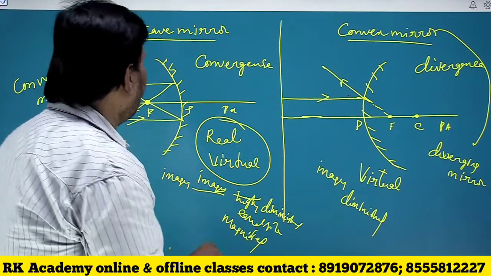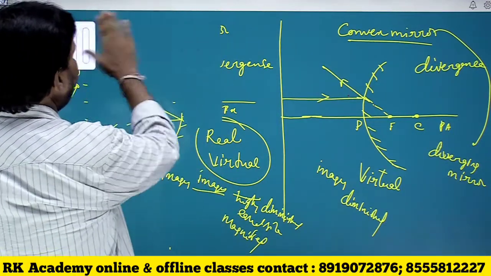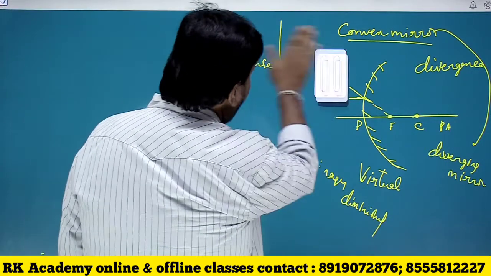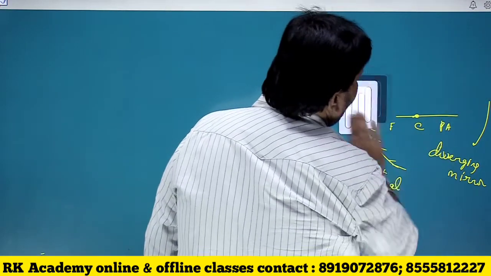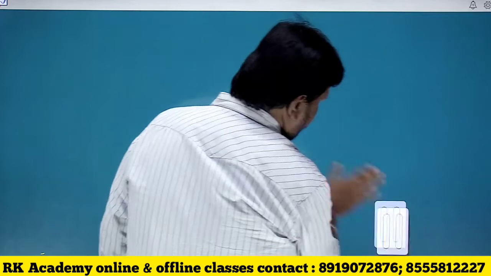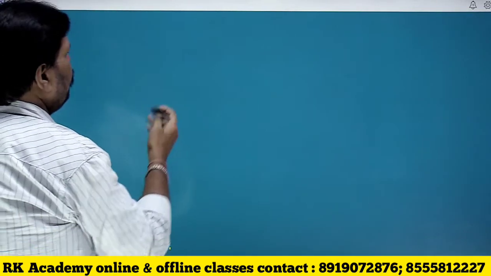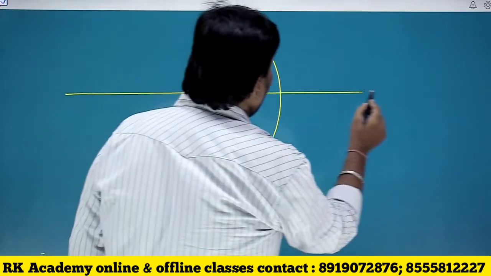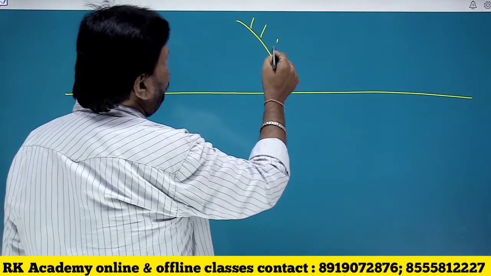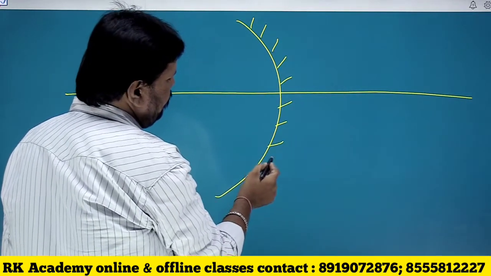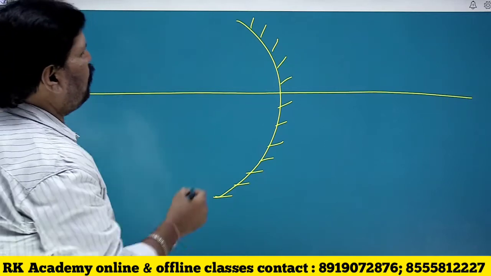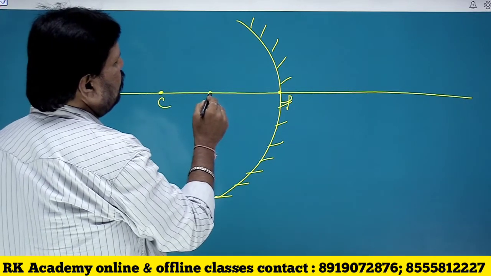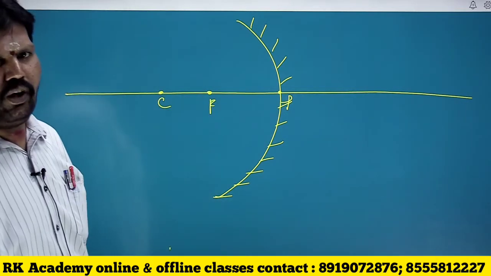Okay, now let's come to the rules for the formation of images, whether it is convex or concave. Coming to the first, concave, converging, where the convex surface is painted. This is the pole, this is the center of curvature, this is the focus.